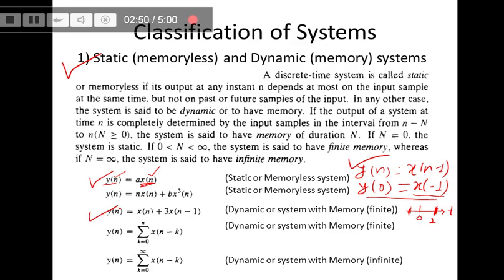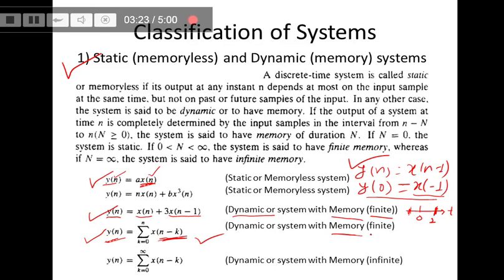In this case, the system output y[n] depends on the current input x[n] and the input at n is equal to minus 1. So this is the system with memory, a dynamic system, and this is the same here also. The output at n is equal to 1 depends on all the past inputs or all the previous inputs. So this is a dynamic system with memory.